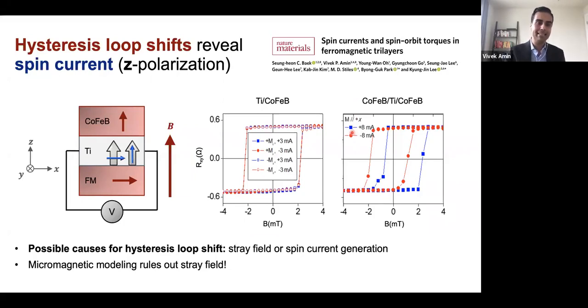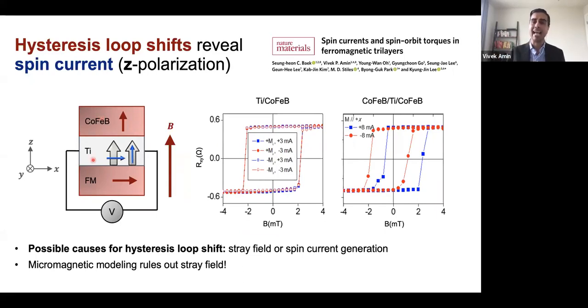One explanation is that a spin current is generated either at this interface or in this bottom ferromagnetic layer that is exactly this spin orbit precession type orientation, where the spin current is flowing out of plane and the spins are also pointing out of plane. So that can exert a spin transfer torque in this top ferromagnetic layer and influence the hysteresis loop.